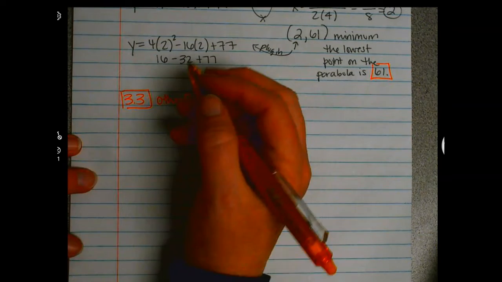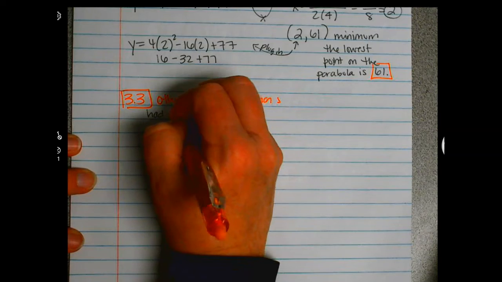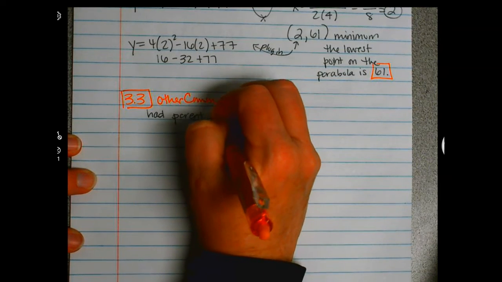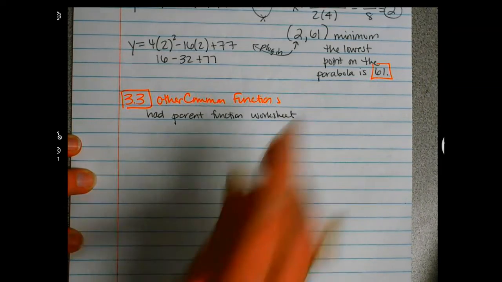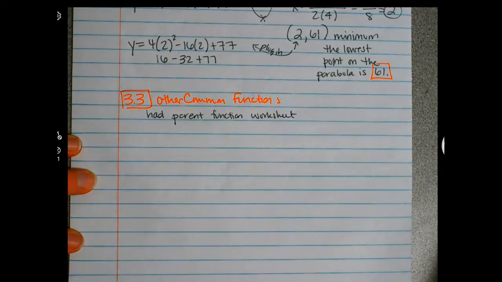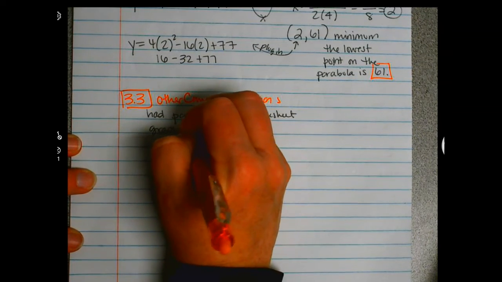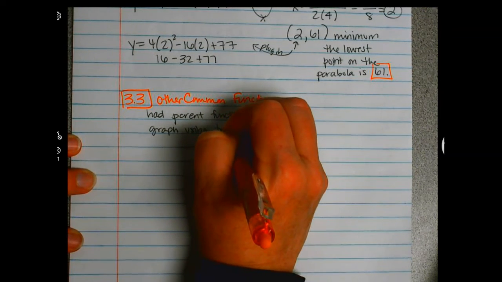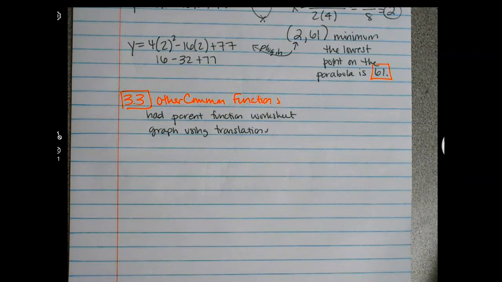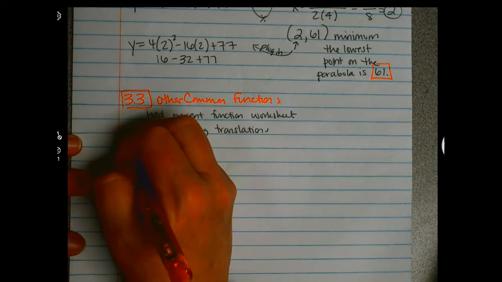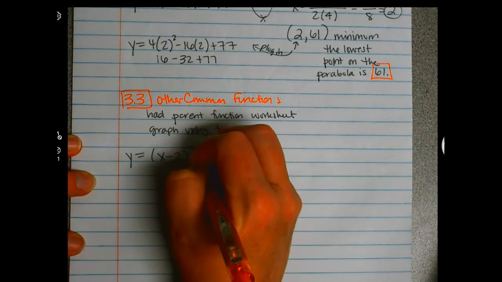So what did we do in this section? We had the parent function worksheet, and we discussed translations. Graph using translations. So let's talk about those translations in our summary that we're doing right now to catch up. So let's say we had y equals x minus 2 cubed plus 4.